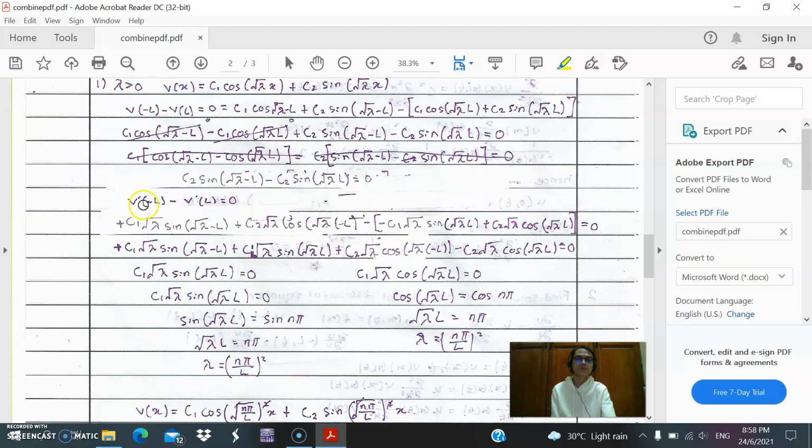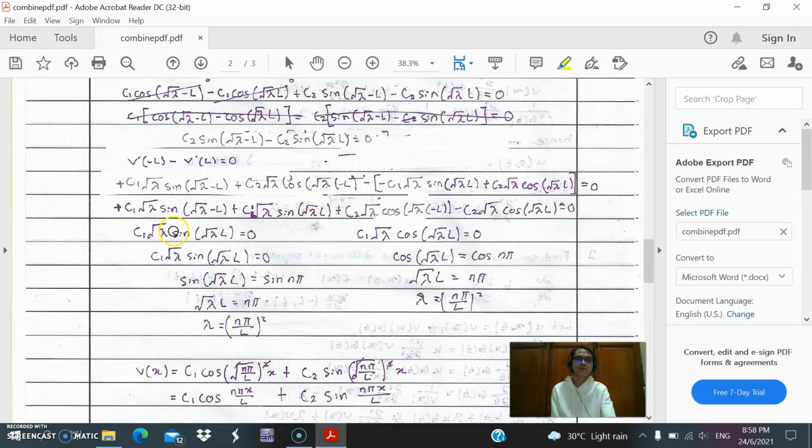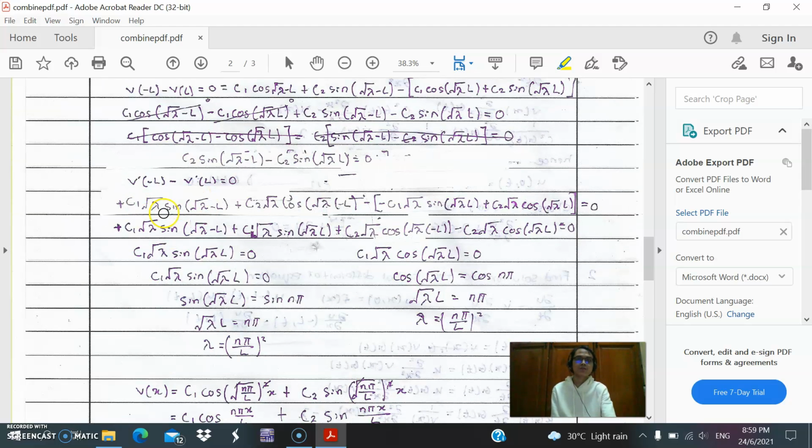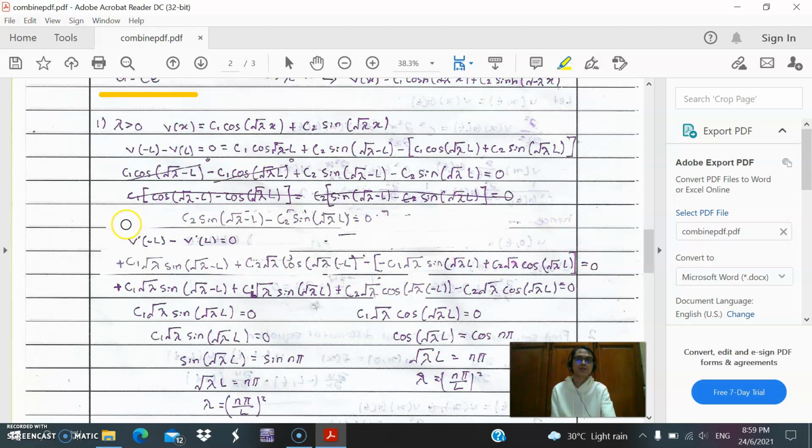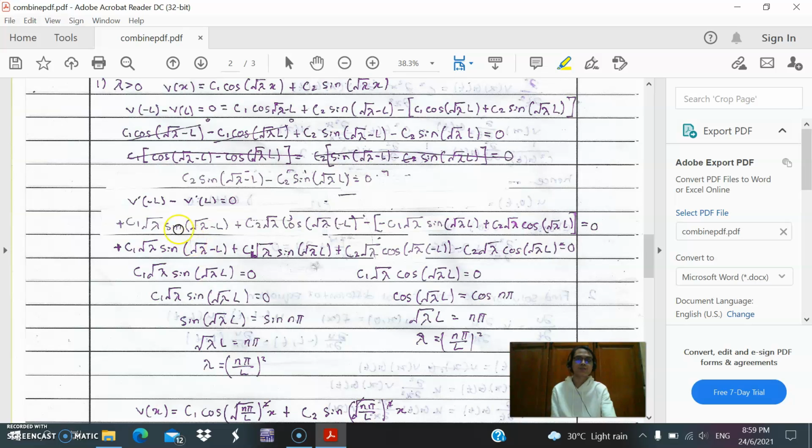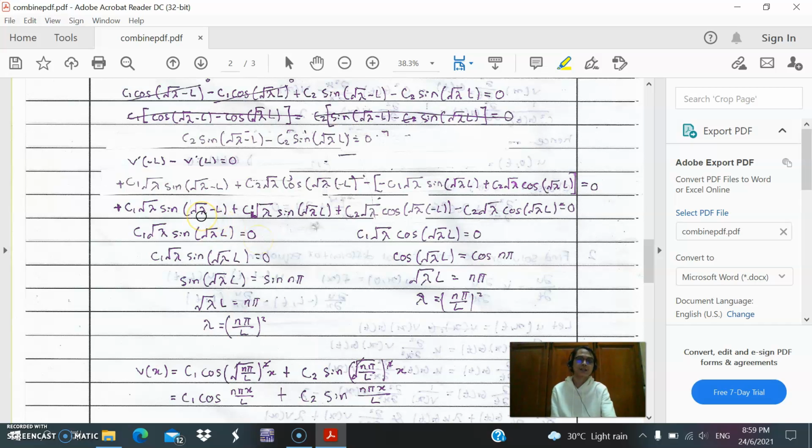So, yang kedua V prime negative L minus V prime L equals to 0. So, kita differentiate dulu yang this one C1 ni and this one. We differentiate first and then kita pindah je lepas dah differentiate, masukkan, gantikan X dengan negatif L dan L.